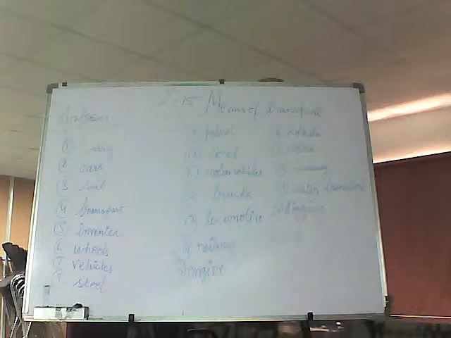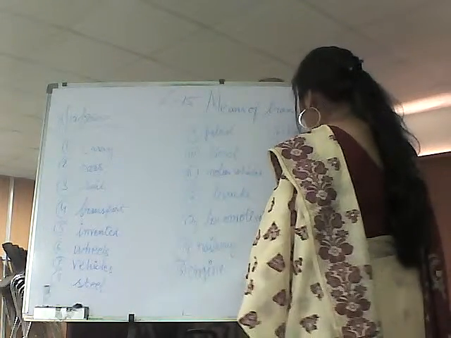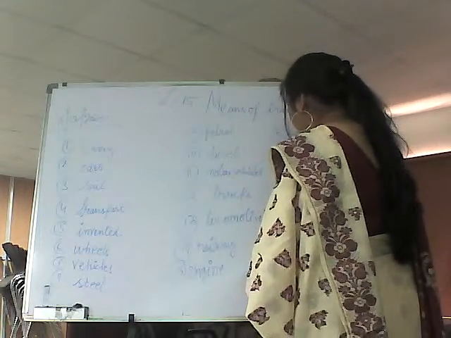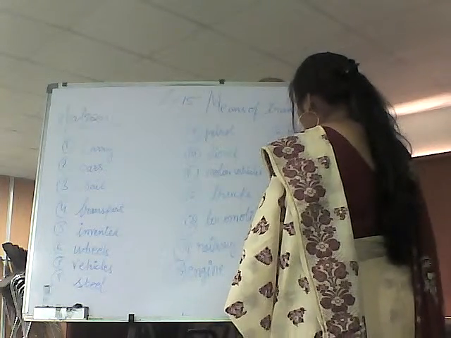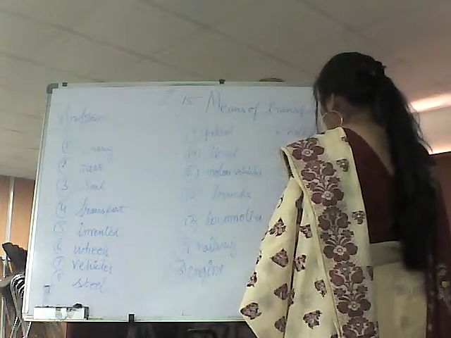This is ship. Okay. Some more words I am going to give you. Just a minute. Then is fisherman. Fisherman. Ship, that is S-H-I-P. Ship. Number 22 is fisherman. Fisherman.